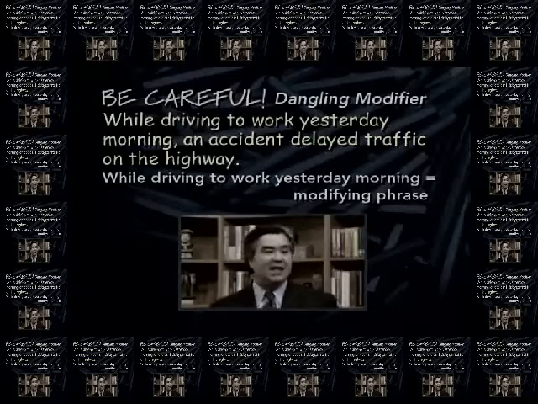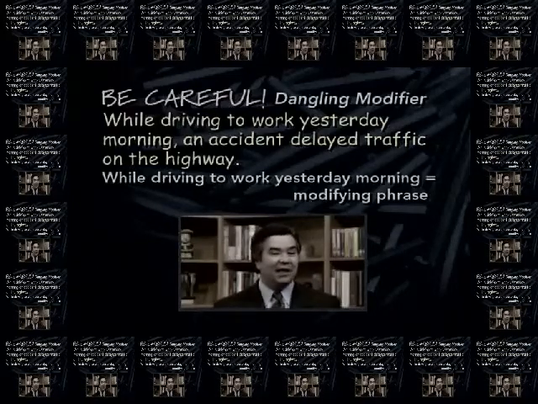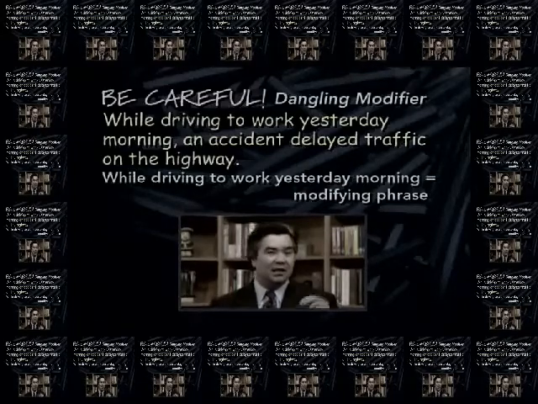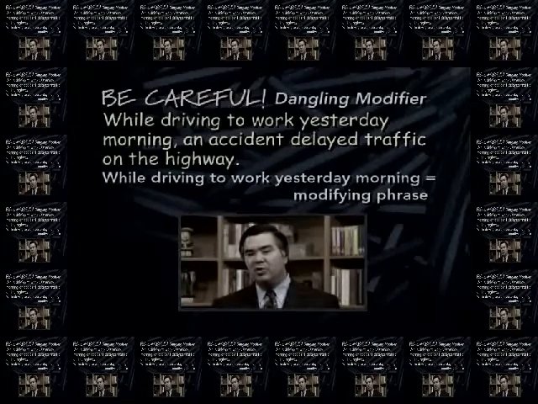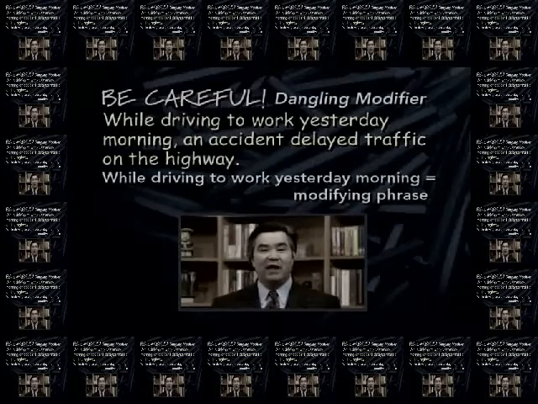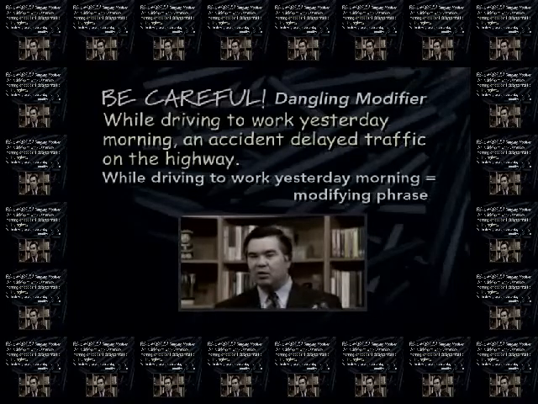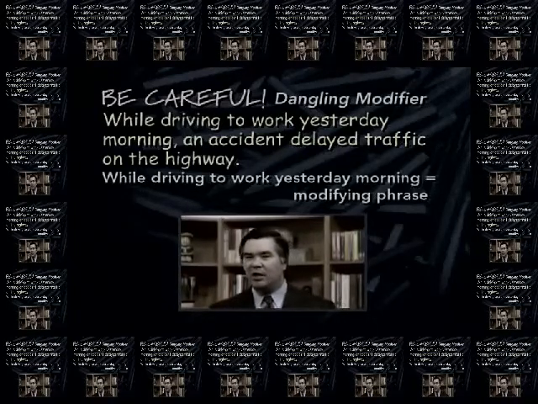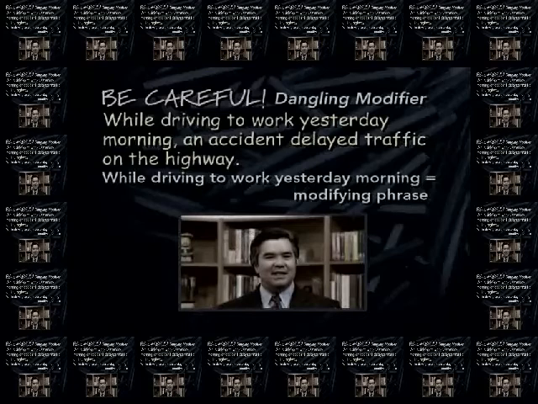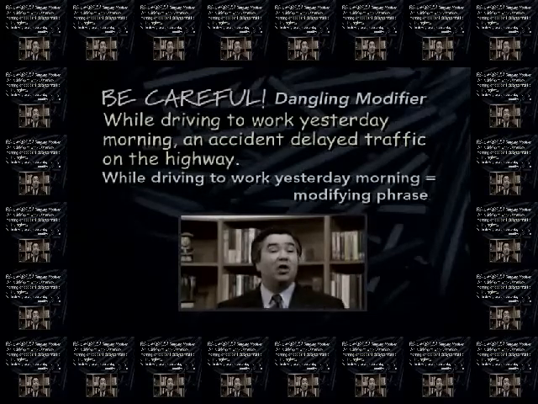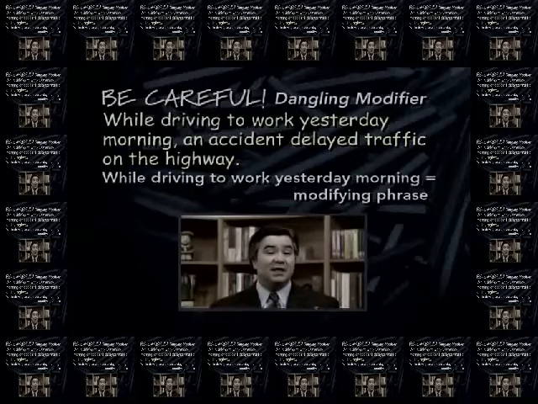The problem is that that modifying phrase doesn't link up to any word or words in the rest of the sentence. Think about it for a moment. Who is being described in that modifying phrase? While driving to work yesterday morning, who? Who was driving to work yesterday morning? The rest of the sentence says, an accident delayed traffic on the highway. That leaves it totally unclear who was driving to work, who was being discussed here.